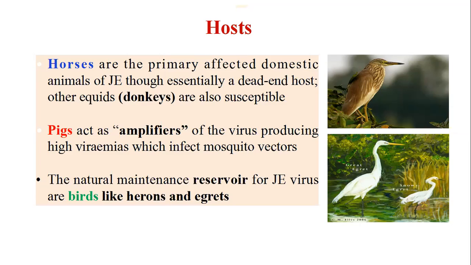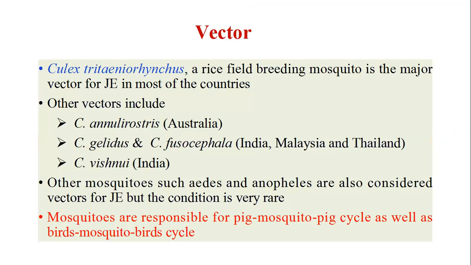These pictures show the herons and the egrets, the birds that act as the maintenance reservoir. The donkeys and horses are the domestic animals acting as dead-end hosts. Pigs are the amplifiers, and birds like herons and egrets act as the natural maintenance reservoir of JE virus. Due to viremia in pigs, from their blood this particular virus will come to the mosquitoes.